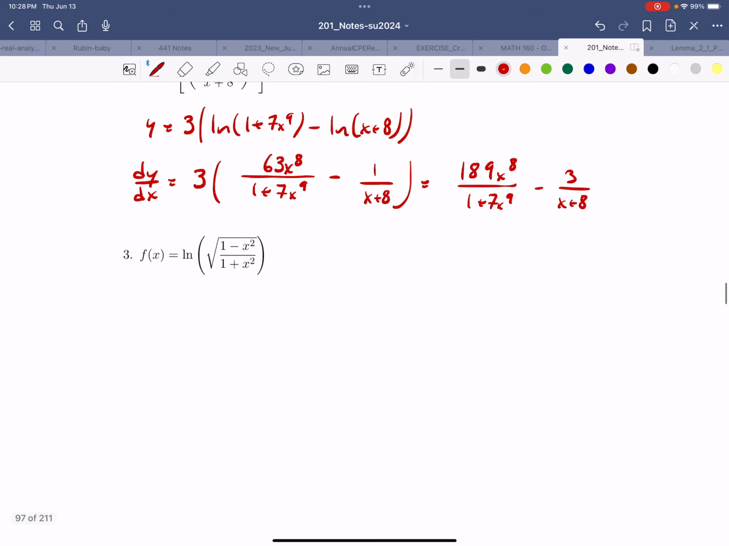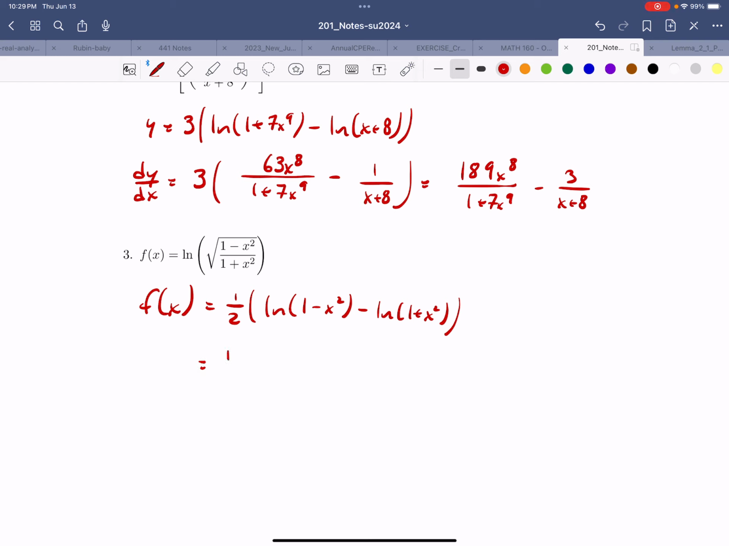All right, number 3, somehow looks worse. It's not that bad, right? Remember, the square root is just x to the 1/2, right? It's just raised to the 1/2. So take that 1/2 power and bring it out in front of the ln. Oh, and then, by the way, split that division over subtraction. All right, and then we get, what do we get?